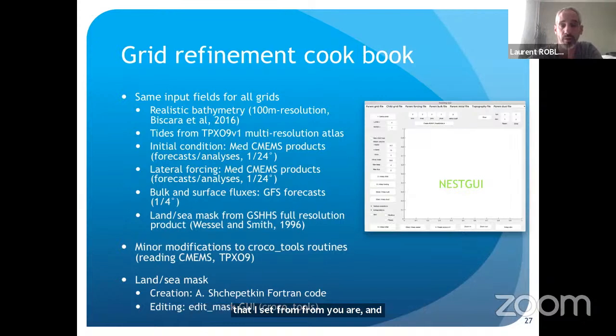And we have done some minor modifications to the CROCO tools routines to implement this nesting, for instance for reading the lateral forcing or tides. And for the land mask, we use the Fortran code by Shepard-King and the edit mask interface from the CROCO tools, to ensure continuity between all the codes.